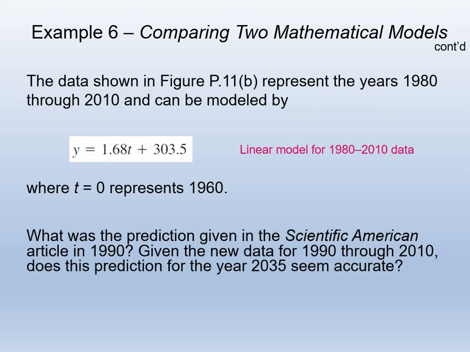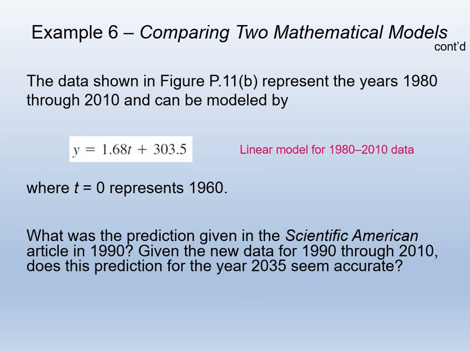Very, very important that you understand that. So we can use the linear model here, y equals 1.68t plus 300.5, for the data for any time between 1980 and 2010. That's also a span of 30 years as well. So you really have to be careful when we're substituting into this data. And when t is 0, it's still 1960.